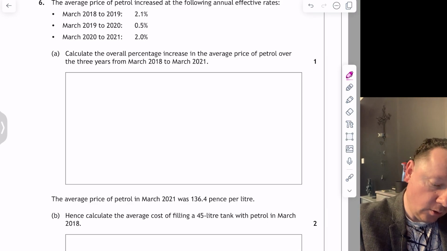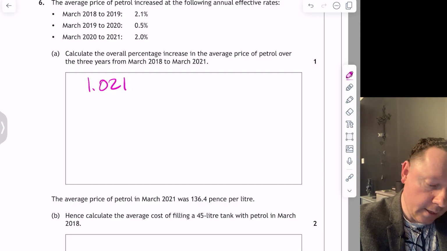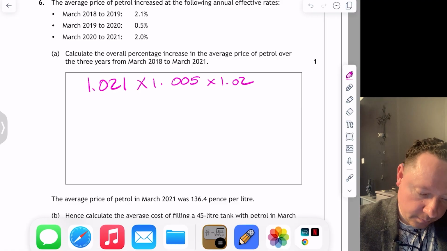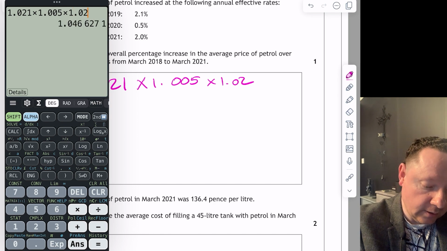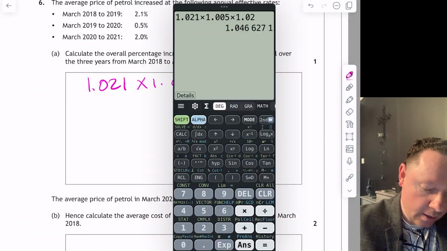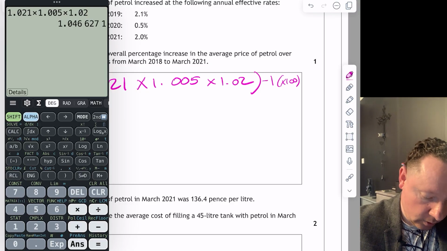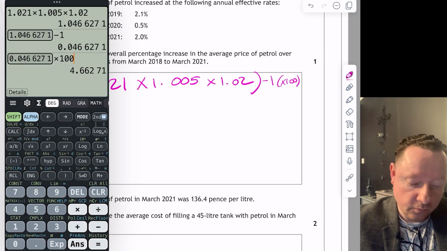So in other words, I do 1.021. I got that by doing 100 plus 2.1, divided by 100, times 1.005 times 1.02. Once I've done that, you'll see in a minute, we can do it in bits. 1.021 times 1.005 times 1.02. That gives you 1.046627. So with that answer, I'm going to have to take away the 1 and times 100 to turn it back into a percent. So take away 1, times 100, 4.66, and a bunch of other numbers, 4.66%.